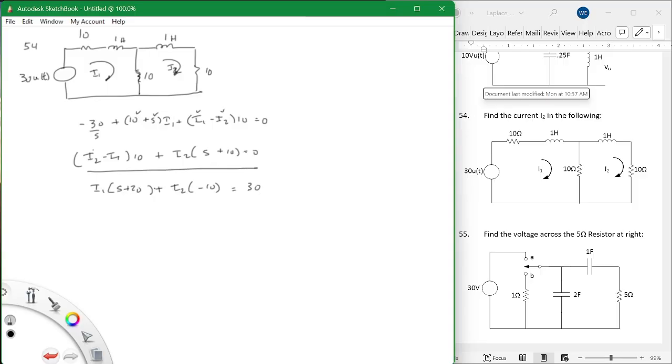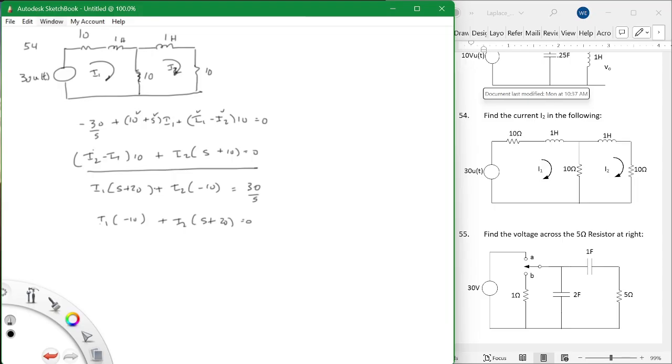Equals 30 over S. Write the second equation. I1 times minus 10. And by the way, the cross diagonals always have to be the same in these equations. The off diagonals always have to match. Minus 10, minus 10. If you don't have that, you made a mistake, okay? Minus 10 I1 plus I2 times what? S plus 20 equals 0. Now you go to war, okay?